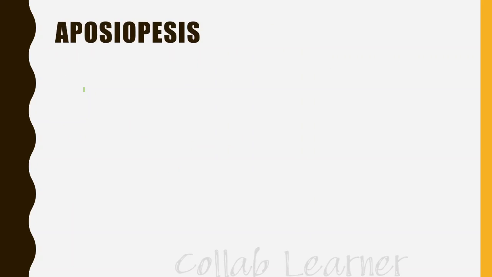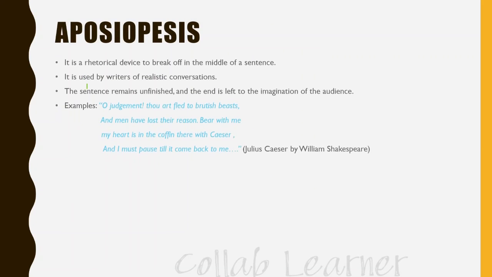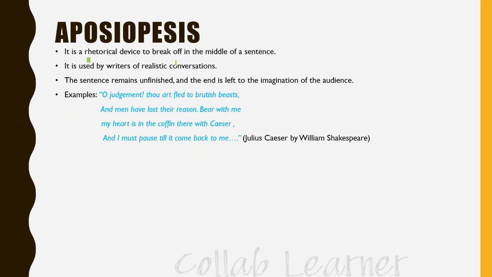So the fifth literary device is aposiopesis. It is a rhetorical device to break off in the middle of a sentence. It is used by writers of realistic conversation. The sentence remains unfinished and the end is left to the imagination of the audience. For example, we can see here, "O judgment, thou art fled to brutish beasts, and men have lost their reason. Bear with me, my heart is in the coffin there with Caesar, and I must pause till it come back to me."